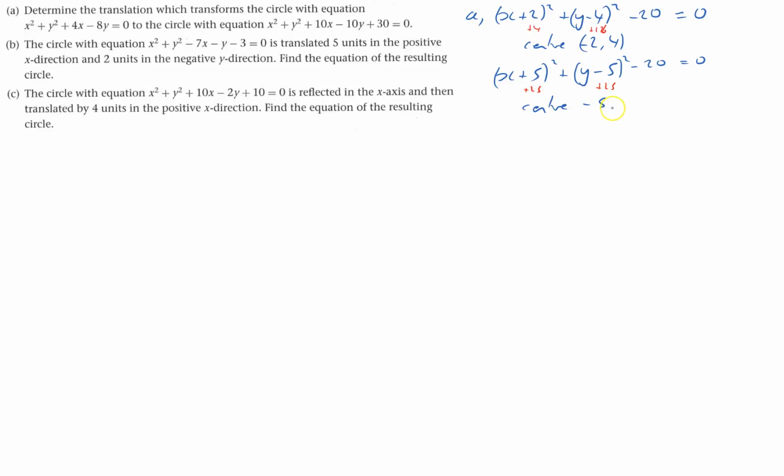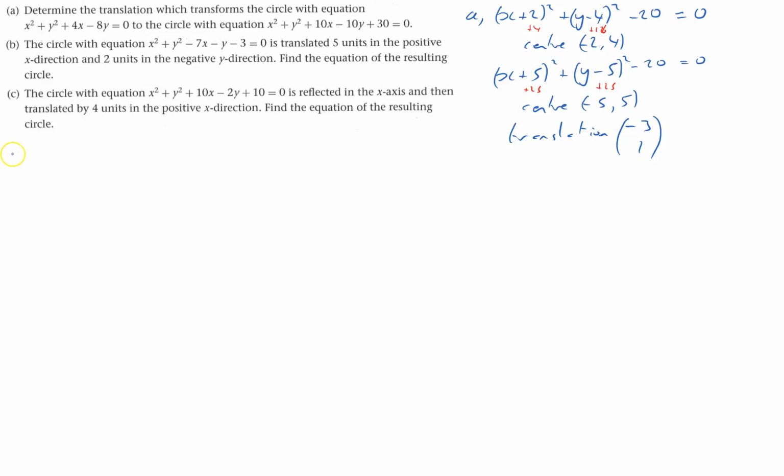So it will have the same radius, because the radius will be root 20, and the centre of this one is minus 5, 5, and so therefore the translation has gone from minus 2 to minus 5, so that's minus 3 across, and then 4 up to 5, so the translation is a vector minus 3, 1, so 3 to the left, 1 up, however you want it.